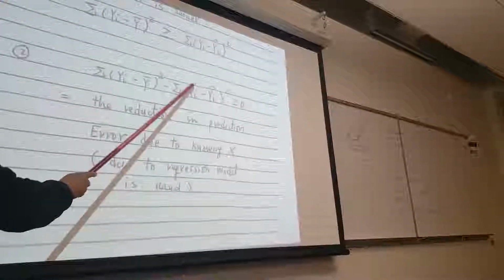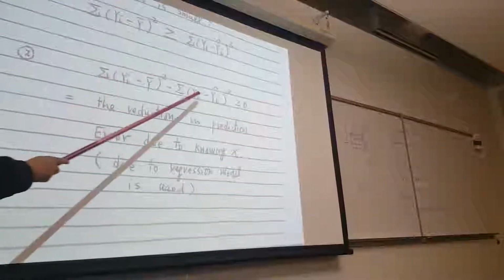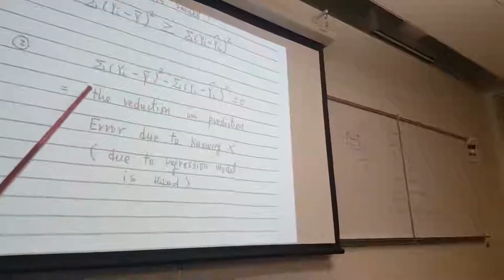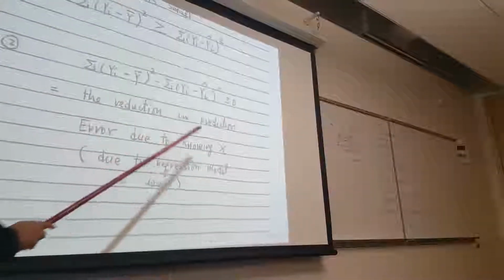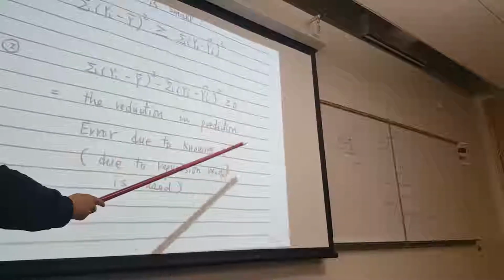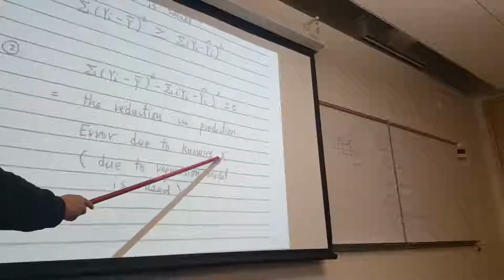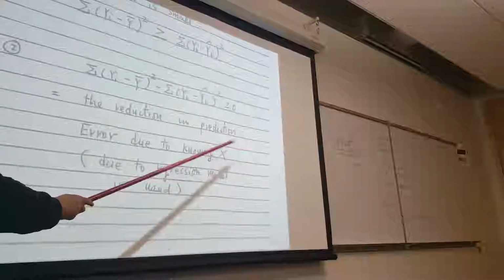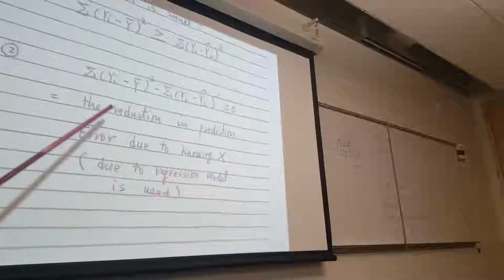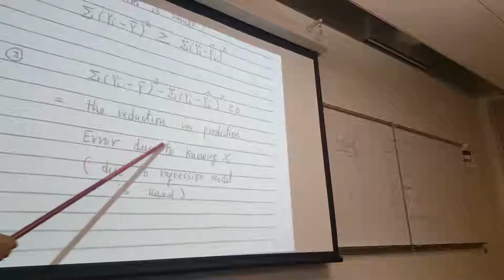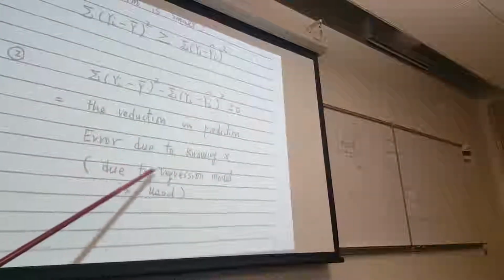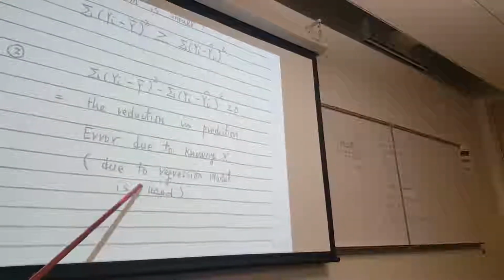But what is the meaning of the difference? This is bigger, this is smaller. So the difference means a reduction in prediction error due to what? Due to knowing x. When we know x, we can use the regression line. When we use the regression line, it predicts better. So we can say this is the reduction in prediction error due to knowing x, or due to the regression model being used.